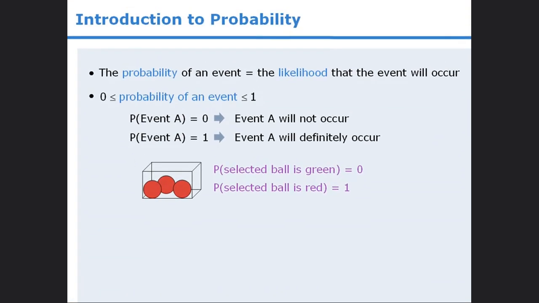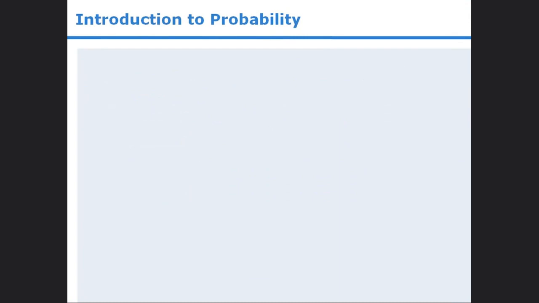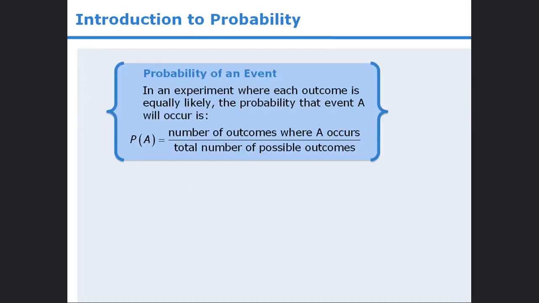When dealing with scenarios with countable outcomes, we can define the probability of an event as follows. This says that if we have a scenario or experiment where each outcome is equally likely to occur, then the probability that some event will occur is equal to the total number of outcomes where the event occurs divided by the total number of possible outcomes.